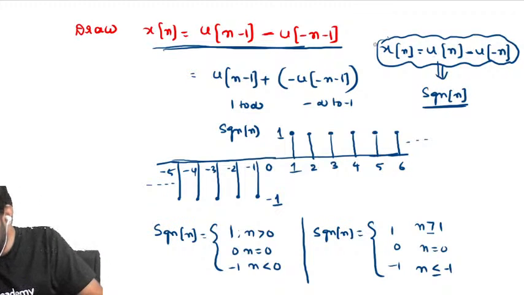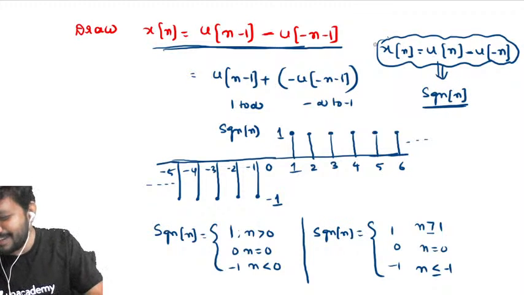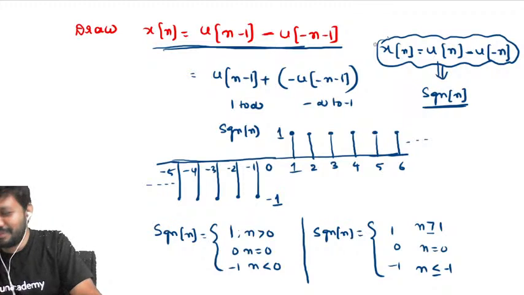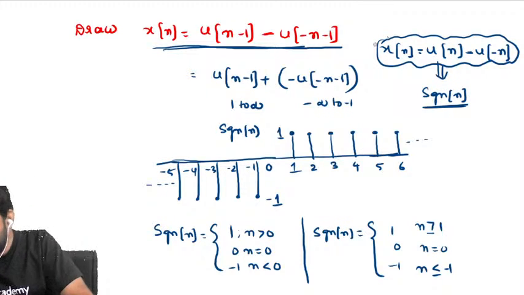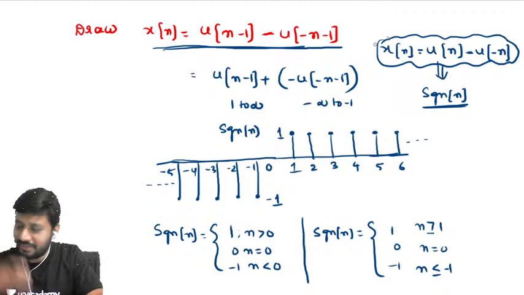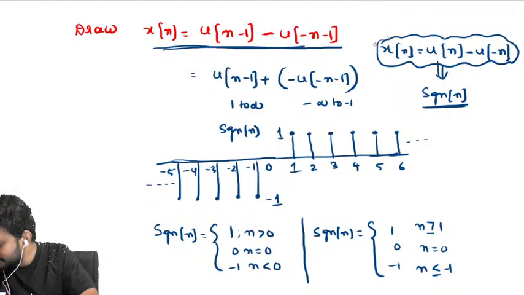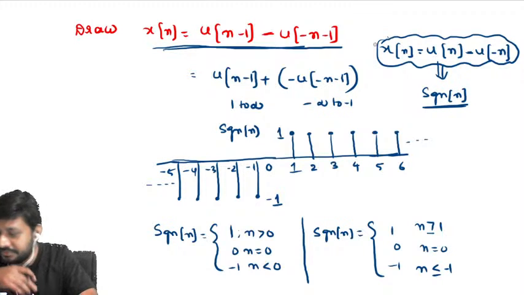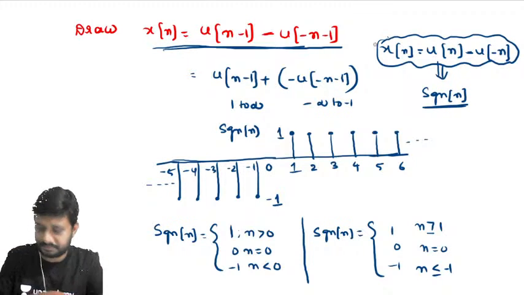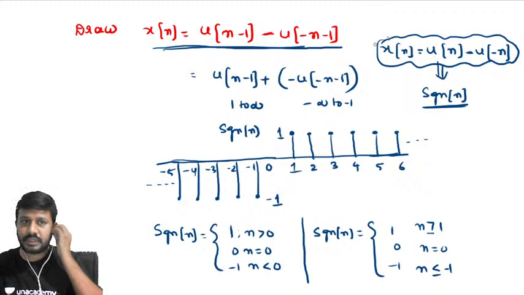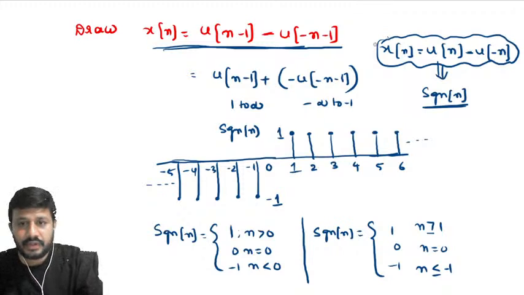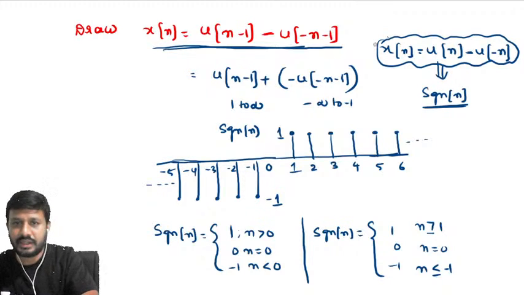Two u of n minus 1 minus del of n. Yes, Manoj, you can have many more: 2 u of n minus 1 minus del of n. You might be getting it, Manoj, right? So this is about the unit step signal.